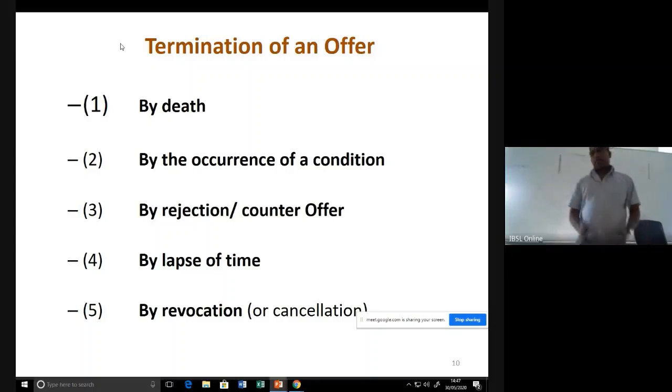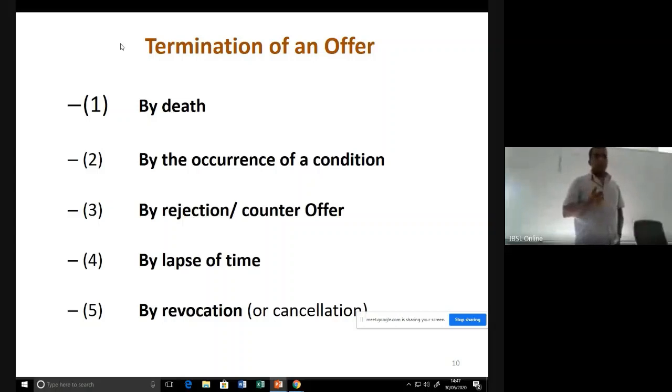Expiry of the time. What does it mean? It means when an offeror makes the offer, he can indicate the period the offer is valid, the period the offer is open. Or in other words, he can mention the expiry date of the offer.